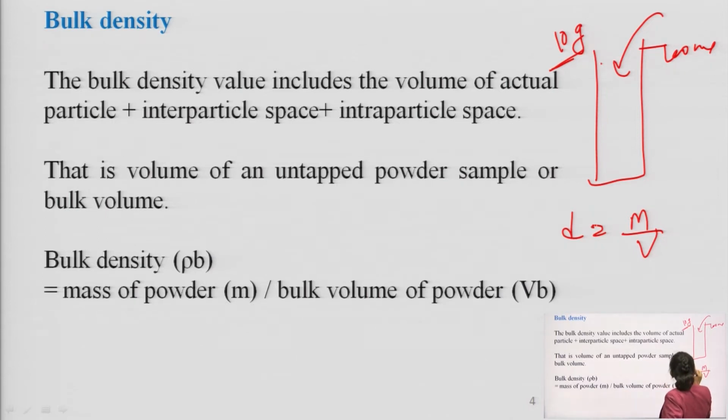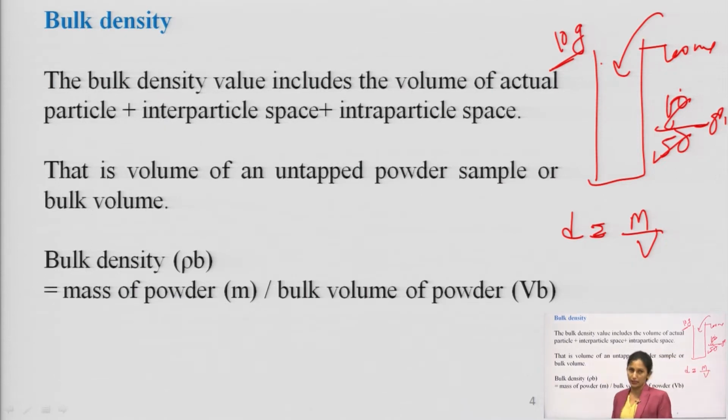So, bulk density is the undisturbed density, in which you have not compacted the powder volume at all, there is no tapping. So density equals mass upon volume. What will be the mass? 10. Suppose the volume occupied is 50 ml, then 10 divided by 50 equals gram per cc, which will be its bulk density. There are basically several types of density: bulk density, tapped density, true density and granular density.